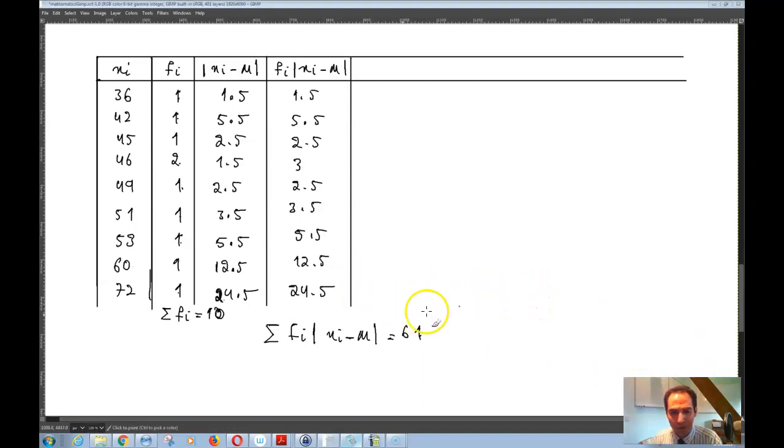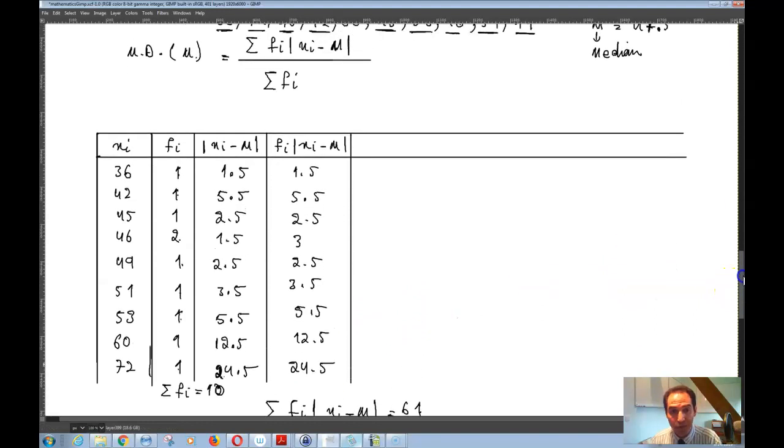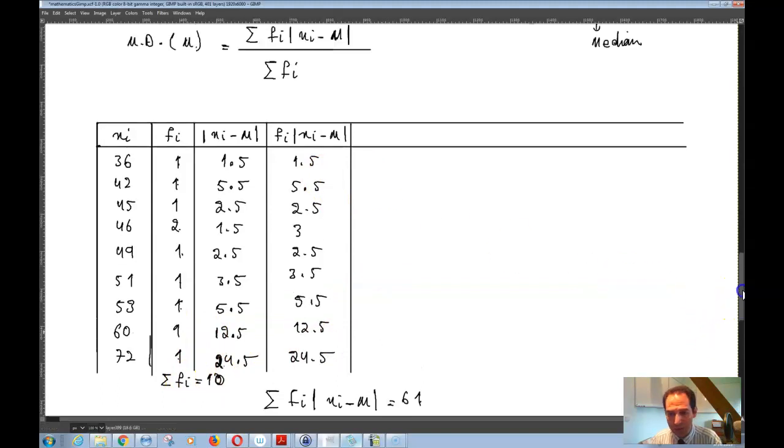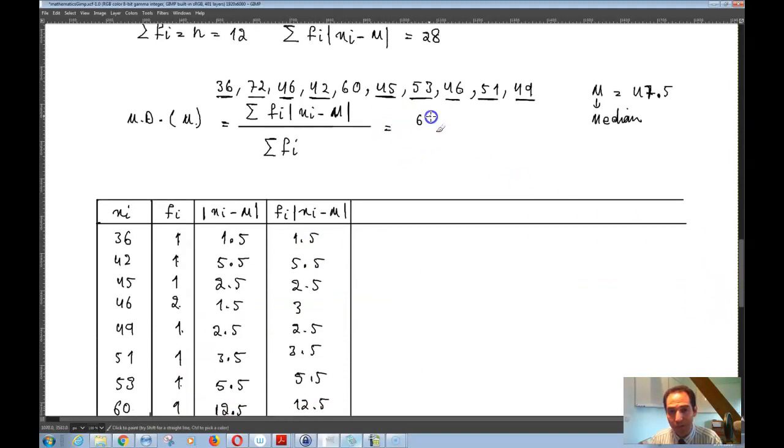So sigma f of I times the absolute value of x of I minus m is equal to 61. And sigma f of I is equal to 10. So 61 divided by 10 is equal to 6.1. That's the mean deviation about the mean, which is question number 4.